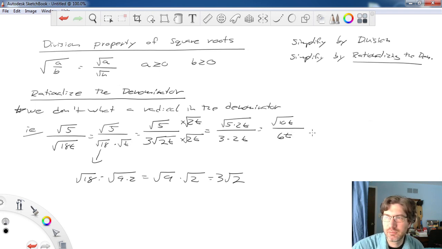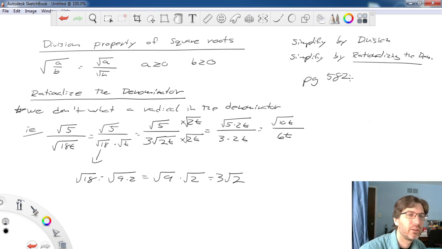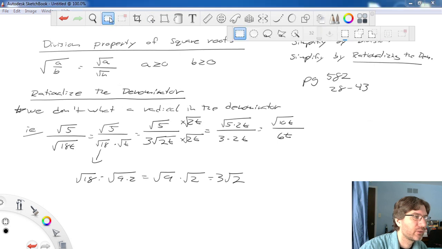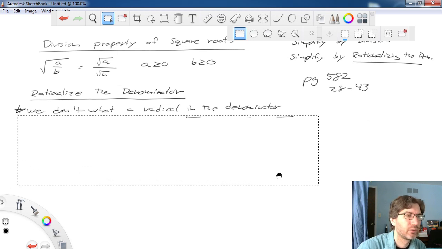Any questions on any of it? Your assignment is actually continuing with things. It is page 582, 28 through 43. They're kind of fun. The hardest part is probably figuring out factors that are perfect squares. But if you guys need me to do any other examples or anything, let me know.